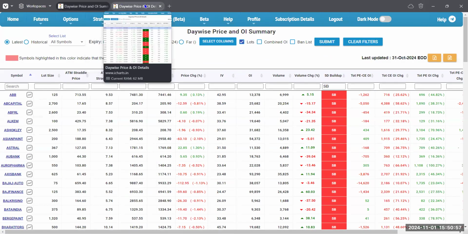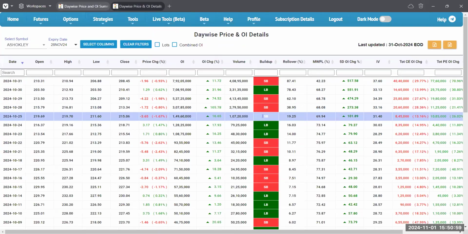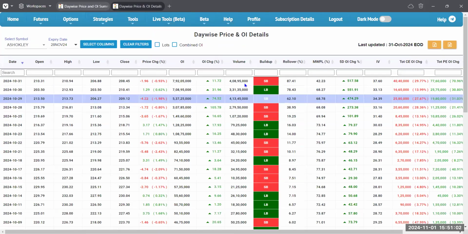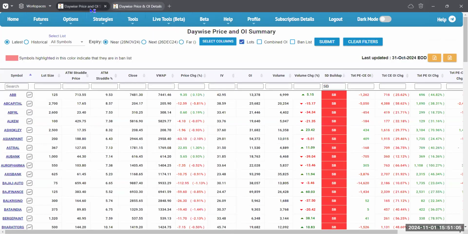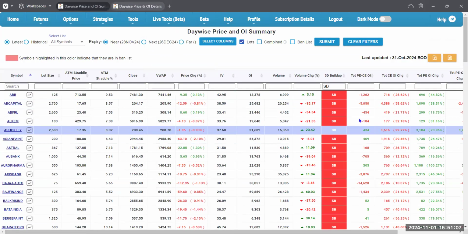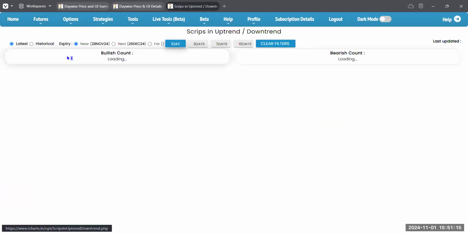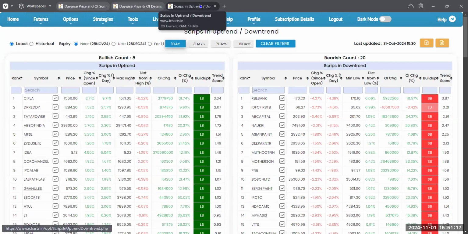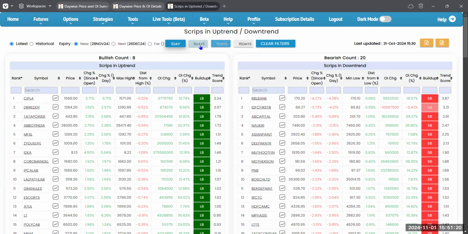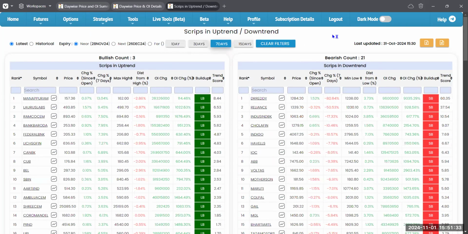And then again, drill down and confirm your analysis based on what is happening in the last few days. And then based on that, you can take a position. So this is all based on open interest. If you want to involve price also, you can go to scripts in uptrends, downtrends under futures. This tells you about the price-based trend. And if you are looking for about a week's position or a 15 days position, use that and see whichever direction the market is going.